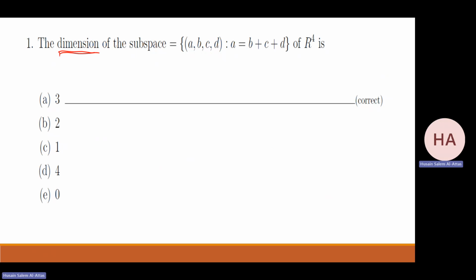Okay. So the dimension of this subspace. It's very clear. If I look at this subspace, what are the free variables? Very clear. They are B, C, and D. So I have three free variables, which give me the dimension. The dimension is the number of the free variables.